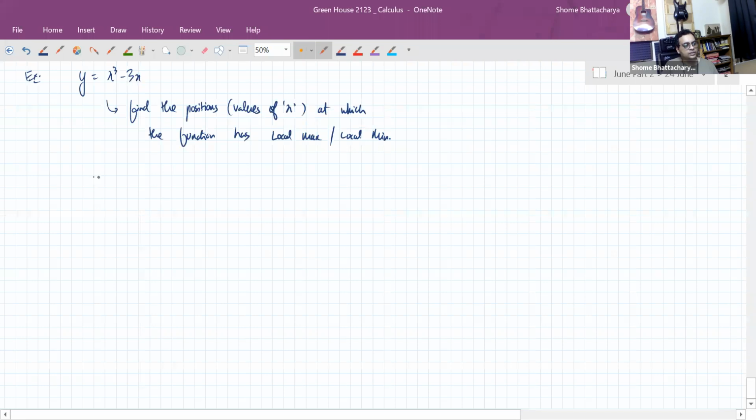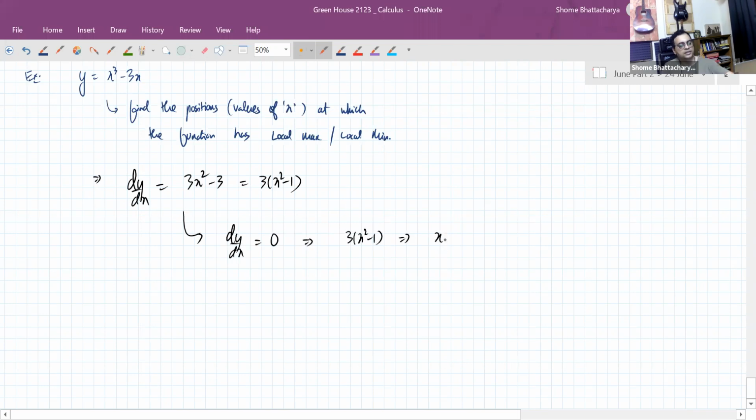So what we would have said is that dy by dx, or the derivative of the function, is 3x square minus 3. Okay. So we can see that dy by dx is equal to 0. This is happening at two places, x equal to minus 1 and x equal to plus 1.